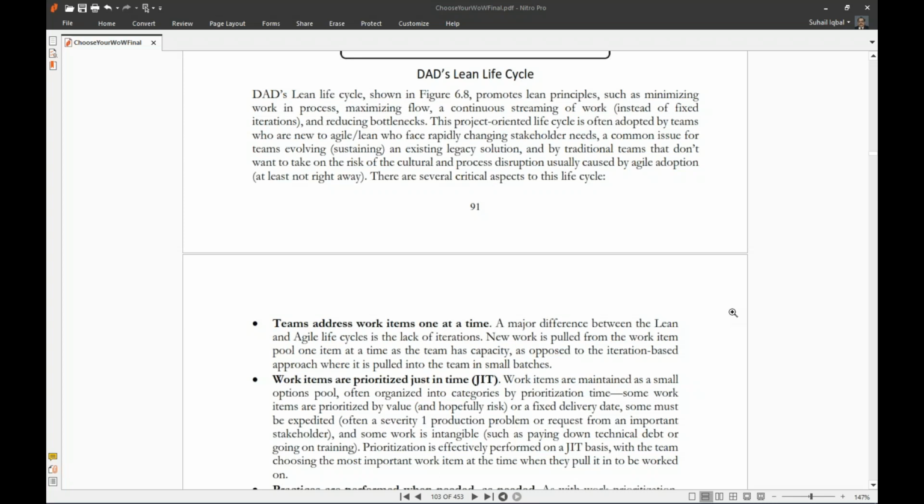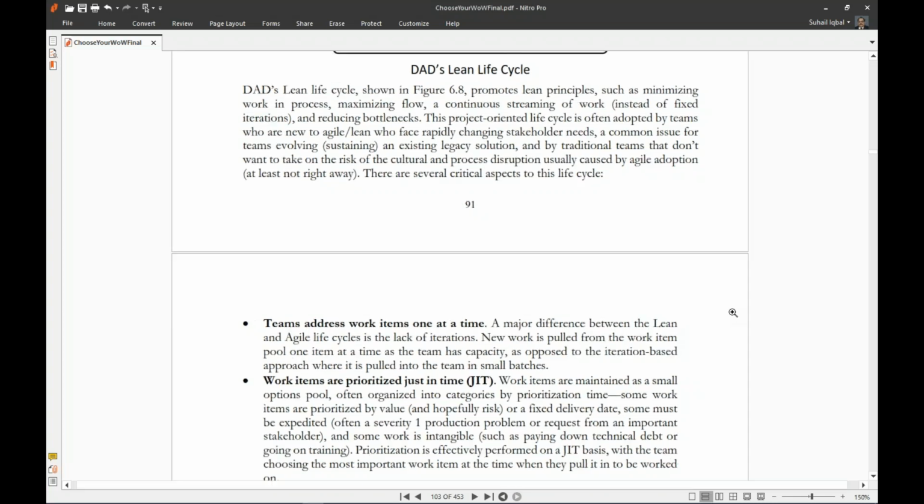DAD's lean life cycle, shown in figure 6.8, which we viewed yesterday, promotes lean principles such as minimizing work in progress, maximizing flow, a continuous streaming of work instead of fixed iterations, and reducing bottlenecks. This project-oriented life cycle is often adopted by teams who are new to Agile/Lean, who face rapidly changing stakeholder needs, a common issue for teams evolving or sustaining an existing legacy solution, and by traditional teams that don't want to take on the risk of the cultural and process disruption usually caused by Agile adaptation, at least not right now. There are several critical aspects to this life cycle.